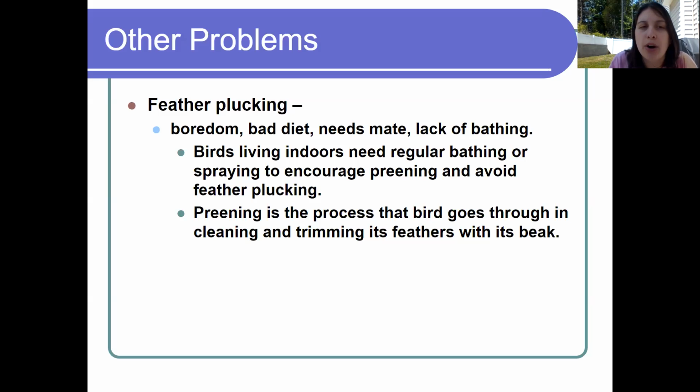It's like taking a shower without water. You're not just going to go stand in the shower and scrub yourself with soap if you don't have any water, right? Birds need water or they need dust in order to bathe themselves.